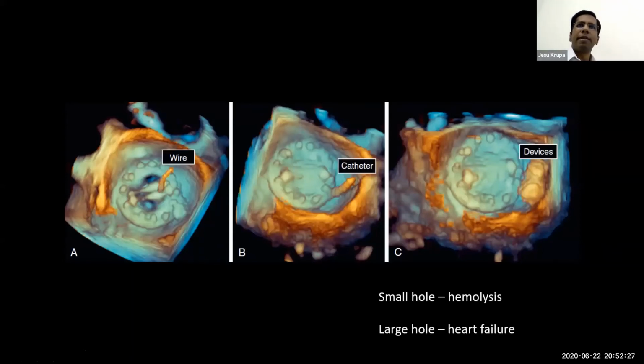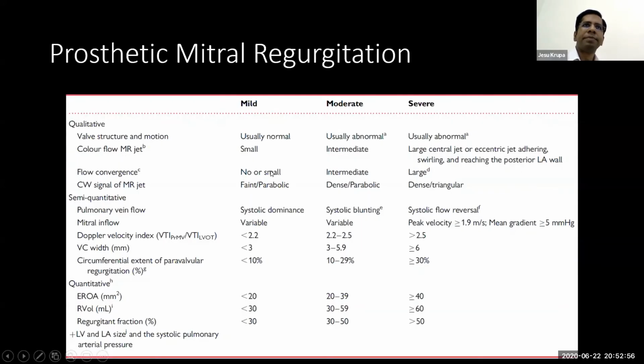So what is the problem with this hole? Grossly to remember, a small hole will generally cause hemolysis. The patient can have hemolysis, that is destruction of the RBCs, and all features related to that. Patient may be anemic, and blood markers also will be deranged pertaining to hemolysis. If it's a large hole, then the patient can have dyspnea and heart failure as a result of that. That is just to remember.